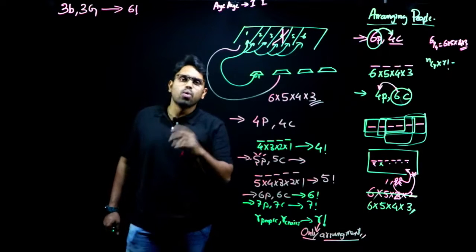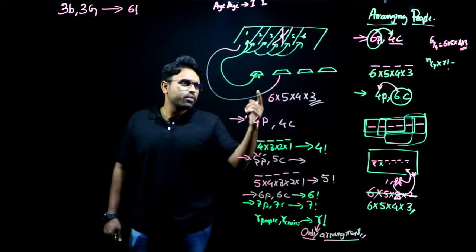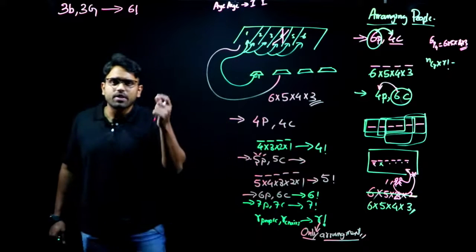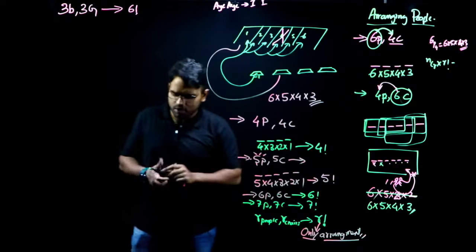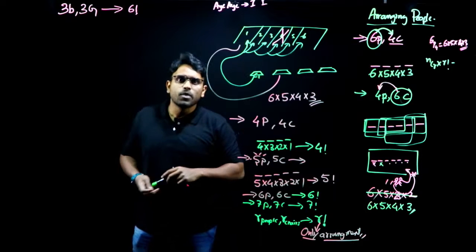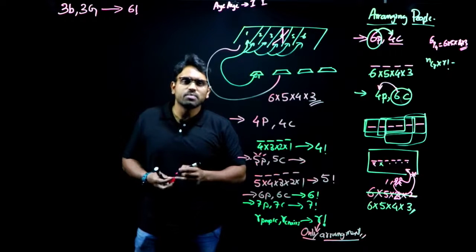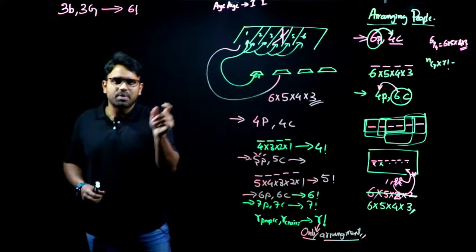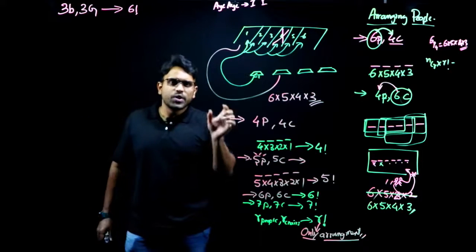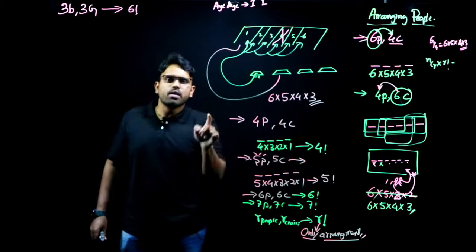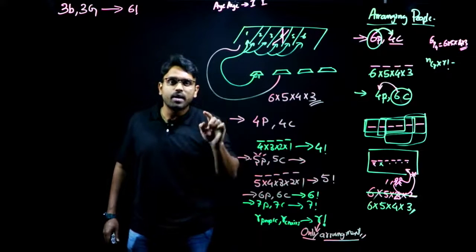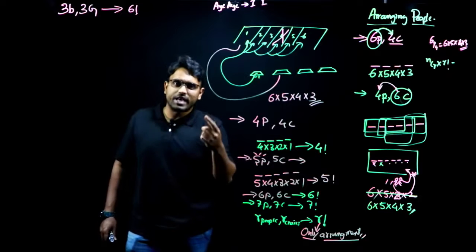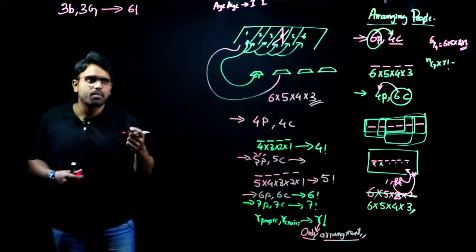Many of you answered 6 factorial there. Did I mention anything about the chairs? No, I did not. So, what is missing? Listen, whenever you are given just the number of people and not the number of chairs, you have to assume that the number of people is equal to the number of chairs.